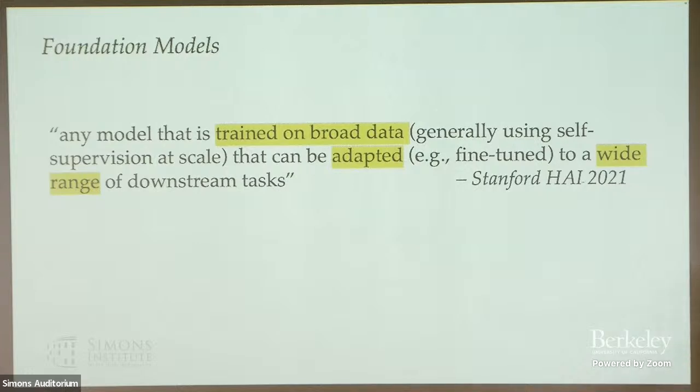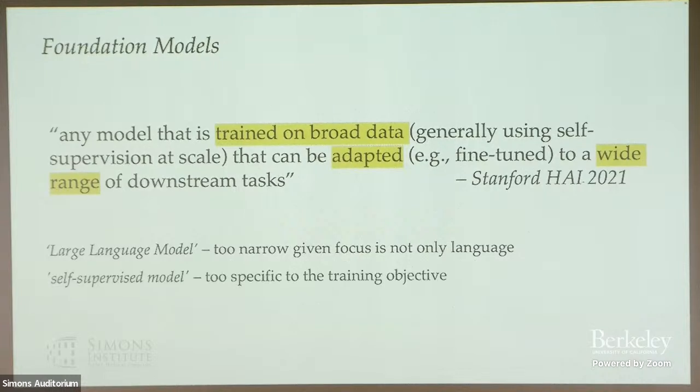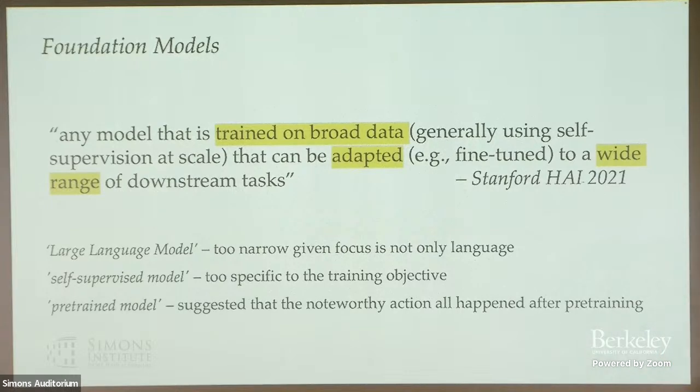And it was a kind of name that might have been a bit controversial. It was named similar to how you would name a baby, right? So by elimination. So let's call it large language model, but maybe it's too narrow, right? So what about vision models, or what about models for proteins? Let's call it a self-supervised model, but maybe it's too specific, right? So you can train these models differently. What about a pre-trained model, right? Because most of them are pre-trained. So it somehow gives you the idea that everything interesting happens at the pre-training stage, and then nothing interesting happens afterward.